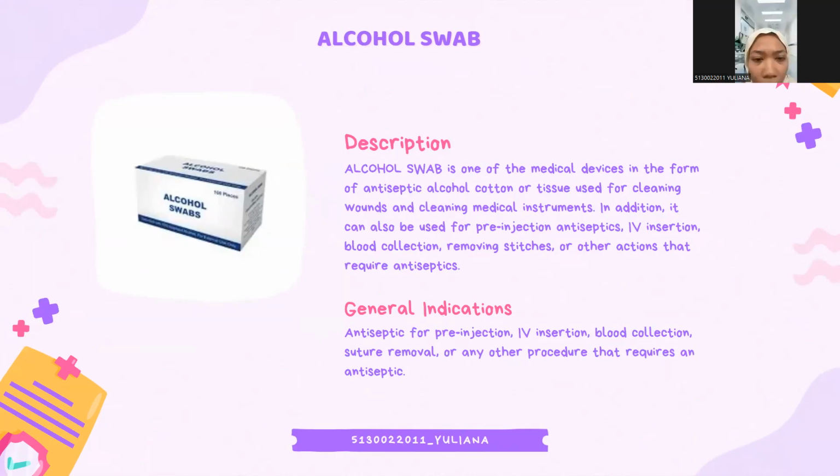Next, alcohol swab. An alcohol swab is one of the medical devices in the form of antiseptic alcohol cotton or tissue used for cleaning wounds and cleaning medical instruments. In addition, it can also be used for injection, blood collection, removing stitches, or other actions that require antiseptics. General indication is antiseptic for pre-injection, IV insertion, blood collection, suture removal, and any other procedure that requires an antiseptic.